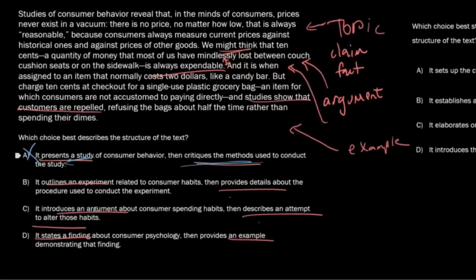It's outlining an experiment. No, there's no experiment that we have outlined here. Okay. There's definitely no procedure outlined. It introduces an argument. Well, maybe, but it definitely does not describe an attempt to alter those habits. We don't see that here. It states a finding. States. Well, we had the word statement up here, right? I kind of said the word statement.